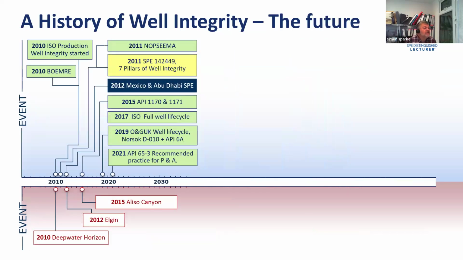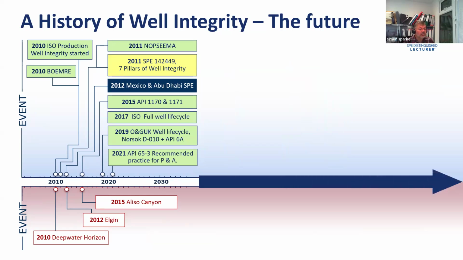So this carries on. This is the future. So we have API 65-3. That was the first, and it is still the first, practice that was put together by the SPE: API 65-3, the recommended practice for plugging and abandoning wells.